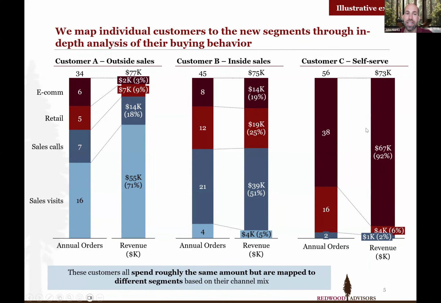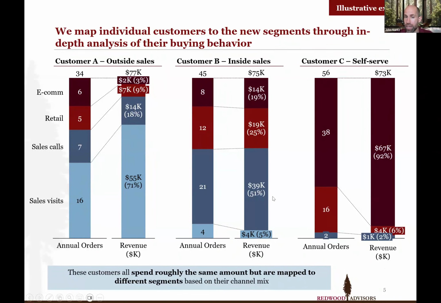But that's actually pretty misleading, because when you cut it based on channel, how are they buying from you, what we learned is there were massive differences. Customer A was actually buying a lot from a revenue perspective, 71% from sales visits. They were, for whatever reason, very responsive to that. When the salesperson came, they made large purchases. They did a little bit of e-com and some retail, but it was pretty marginal. Clearly, this was a customer that valued that sales visit.